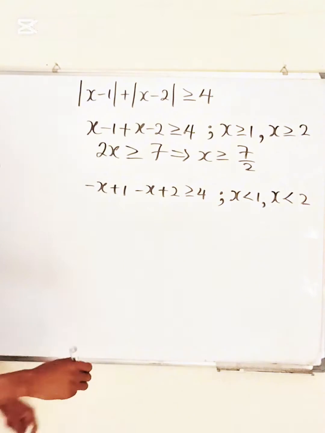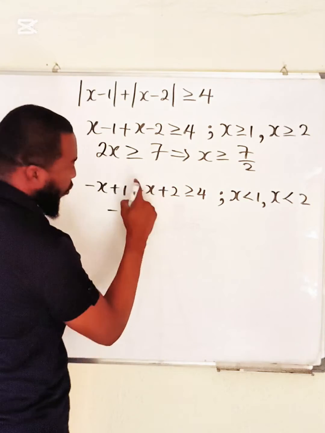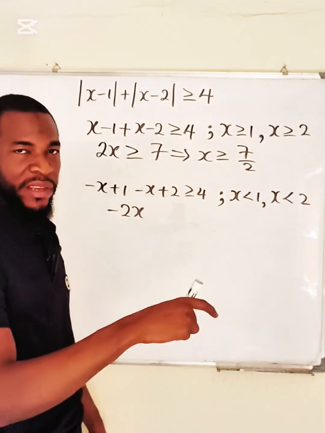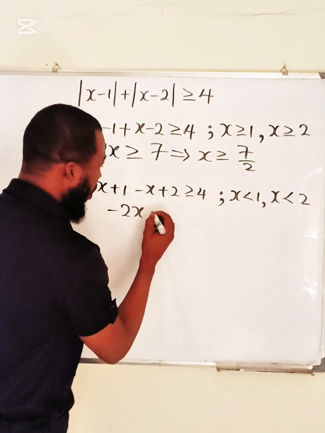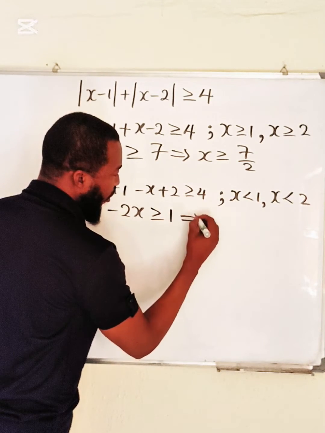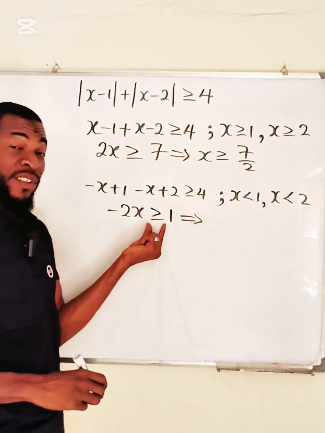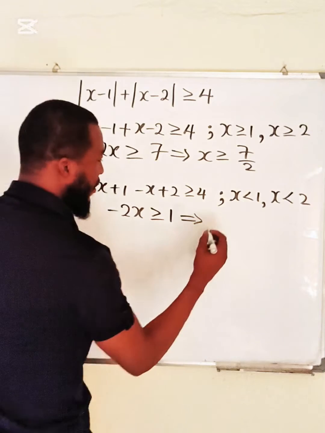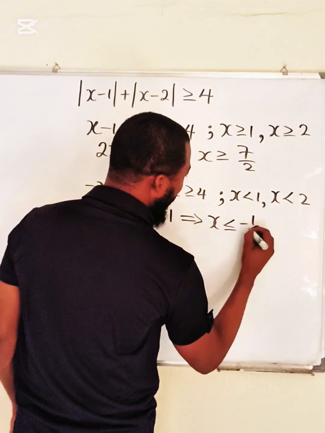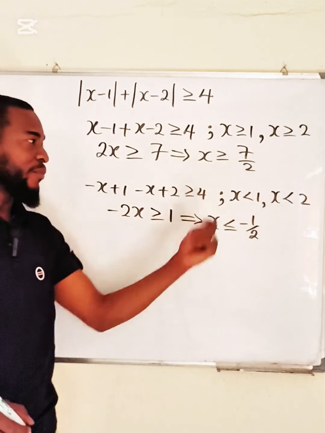So we solve this. Negative x and negative x is negative 2x. 1 plus 2 is 3, but you take 3 over the inequality, it becomes negative. 4 minus 3 is 1. Since we are looking for x, we are going to divide both sides by negative 2, which is going to change the direction of the inequality. So we have x less than or equal to negative 1 divided by 2 over this interval.